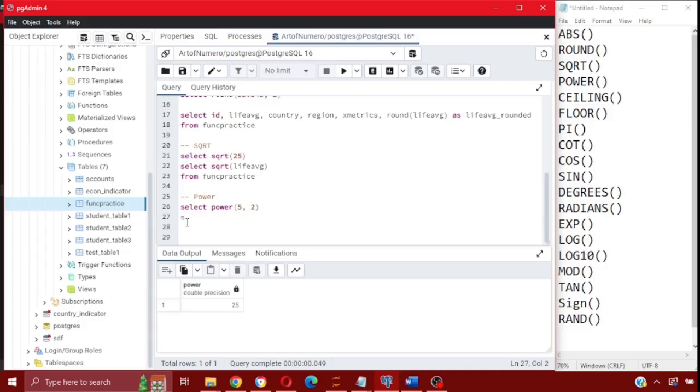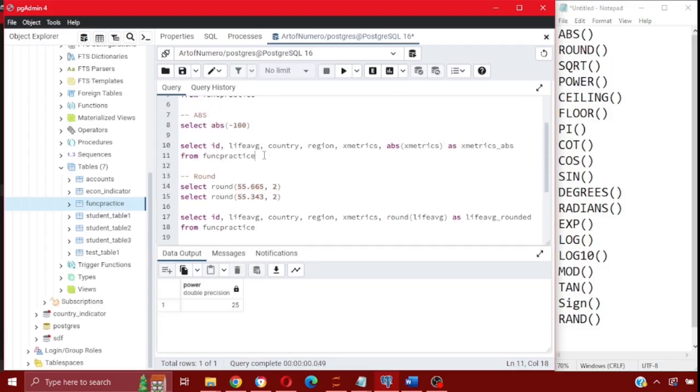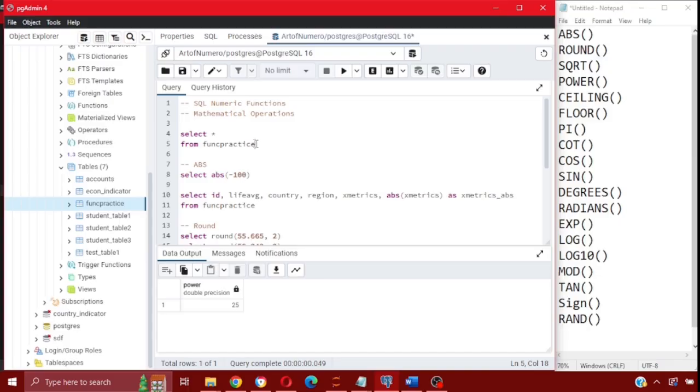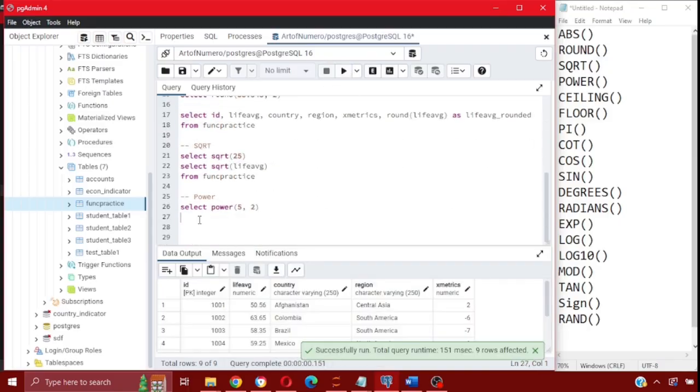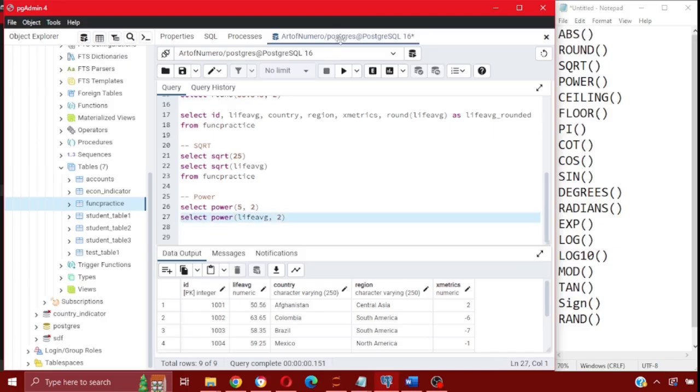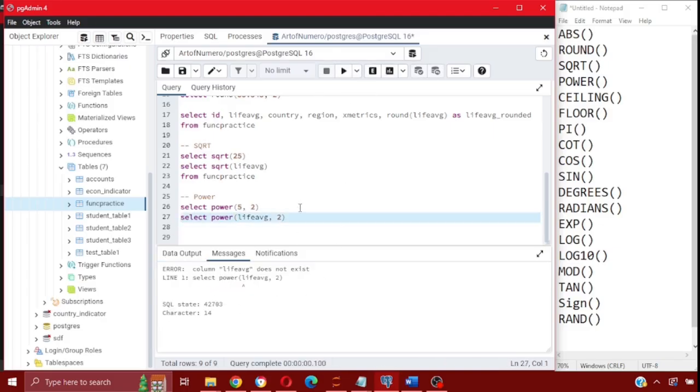So you can also extract the power function. Let me go back, bring the table up here of the entire column. Let's say you want to raise all of these values to the power of 2. Select power, and then you specify the average column, and you raise them to the power of 2. You're going to see as a result all of these numbers.